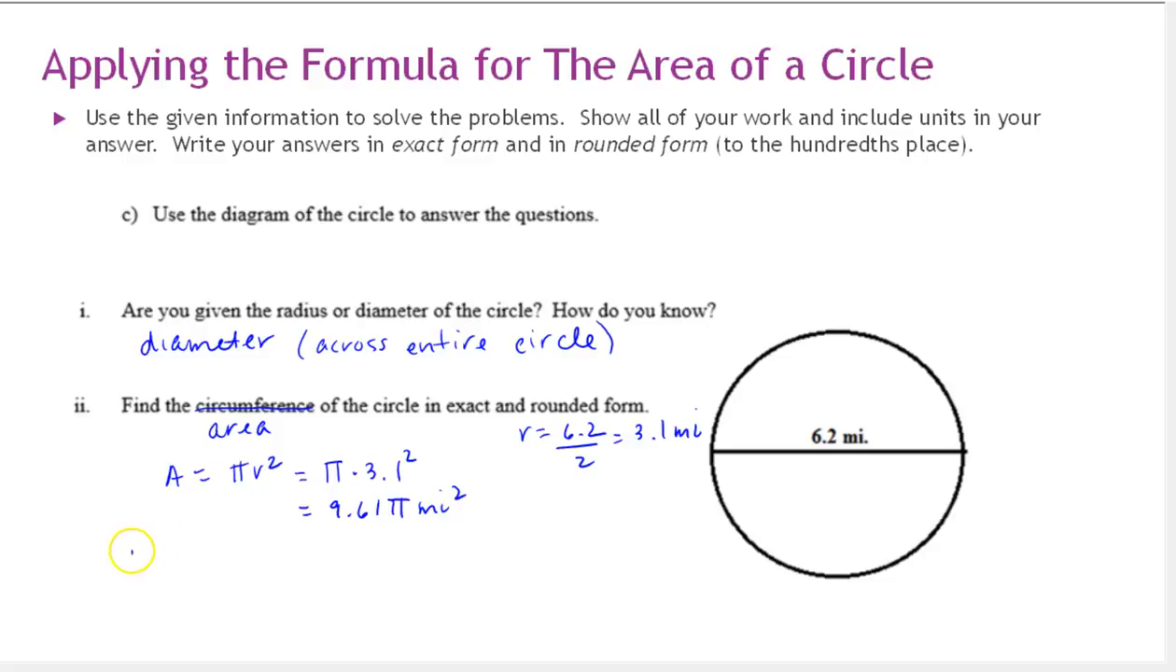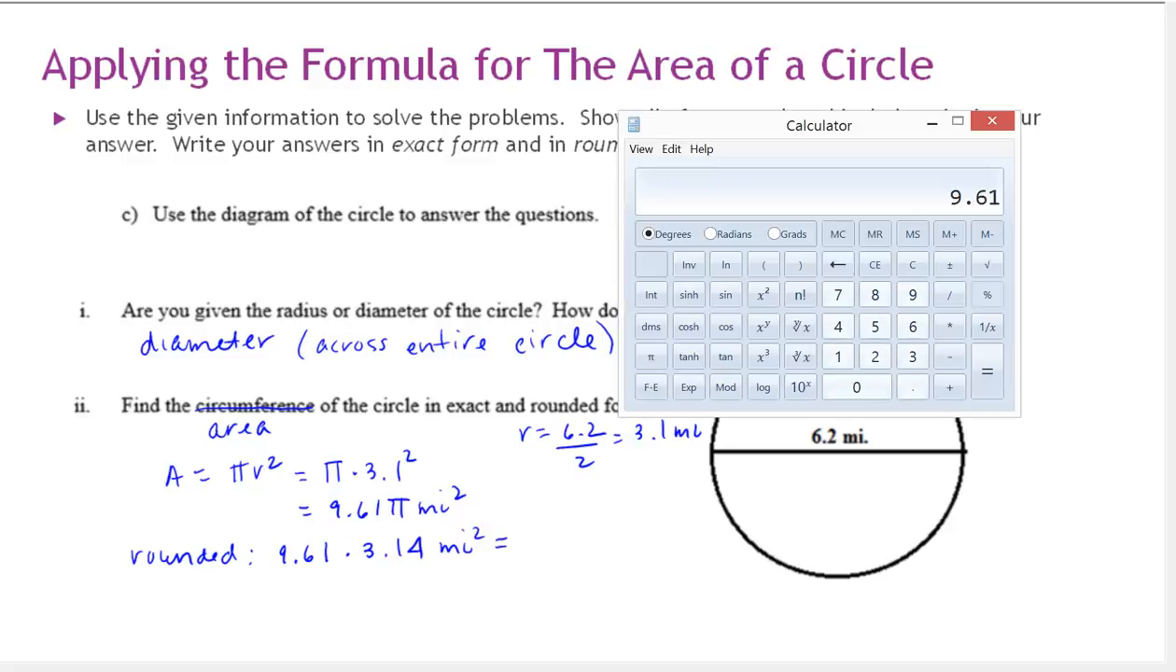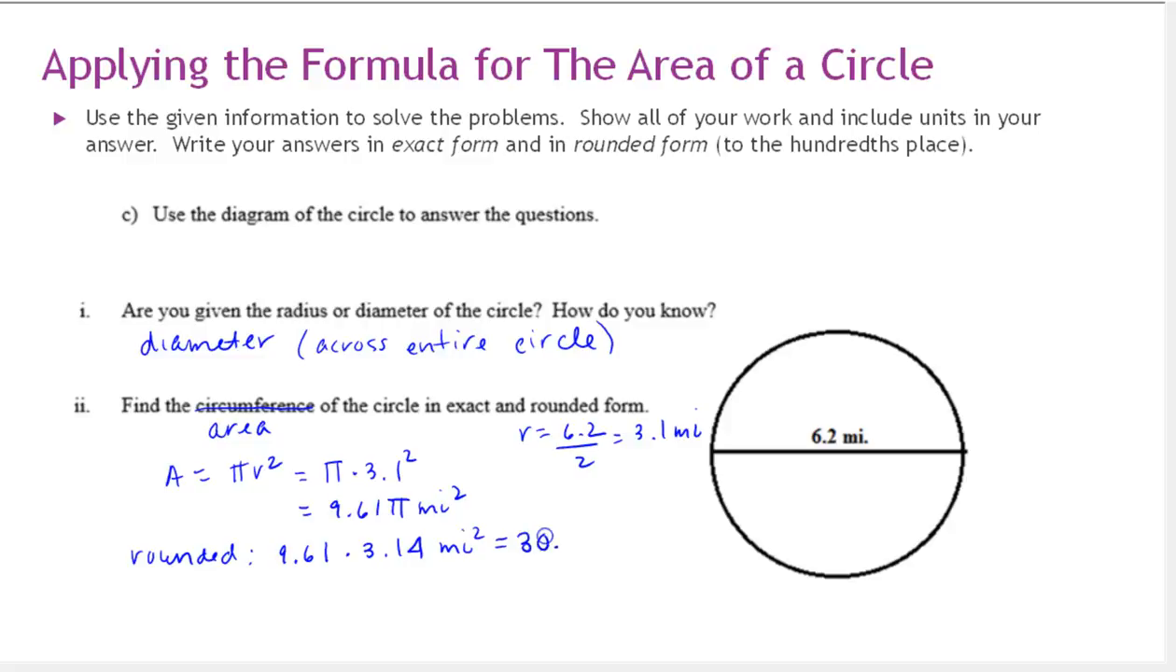Let's find our rounded form. We're going to replace pi with 3.14. And we'll compute this on the calculator and round to 2 decimal places. So multiply that by 3.14. And to 2 decimal places, this is 30.18. So our result is 30.18 square miles.